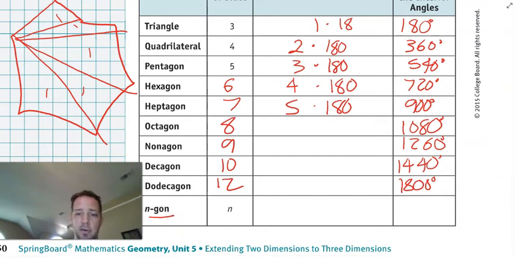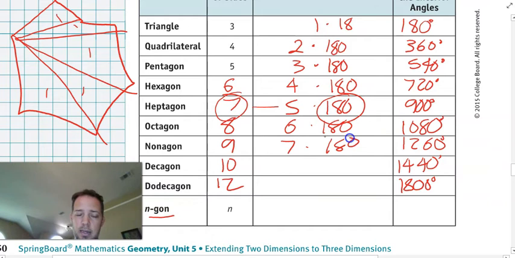Well, how do we figure out what we need to multiply by 180 compared to the number of sides? It's always just 2 less than that. So this would be 6 times 180, 7 times 180, 10 minus 2. So we just need to know the number of sides and subtract 2, and then multiply by 180 to be able to figure this out.